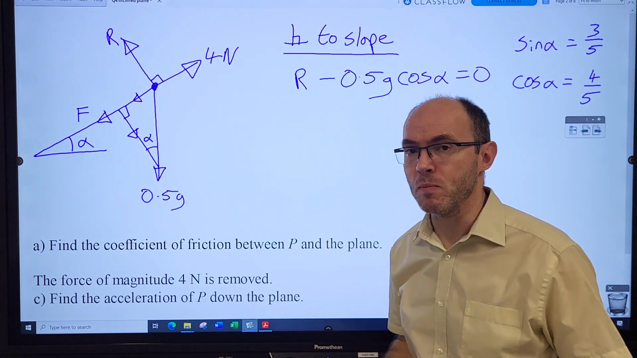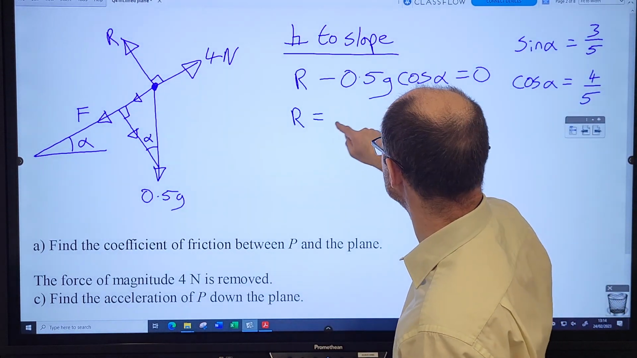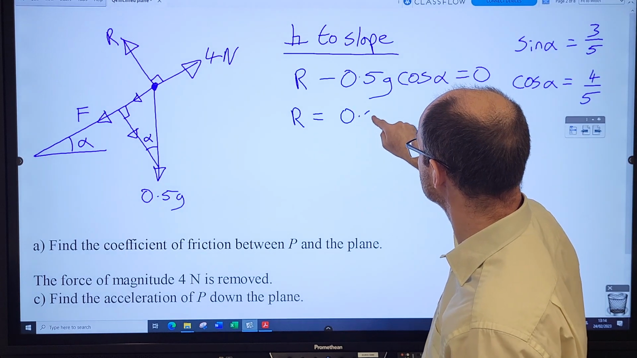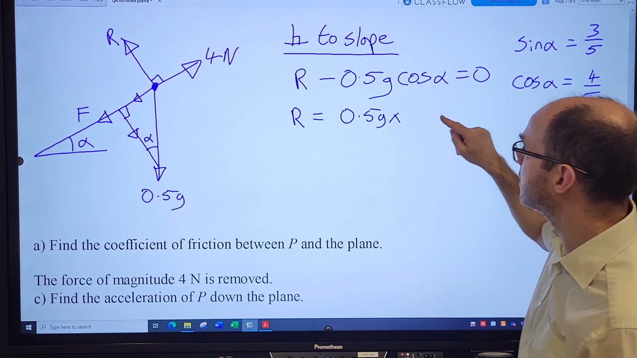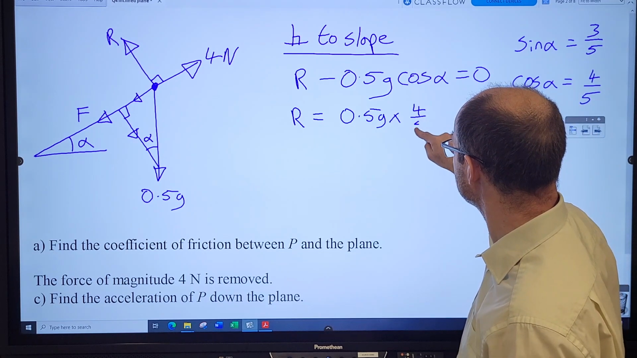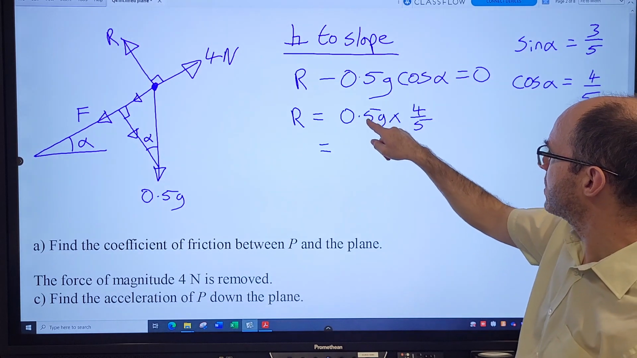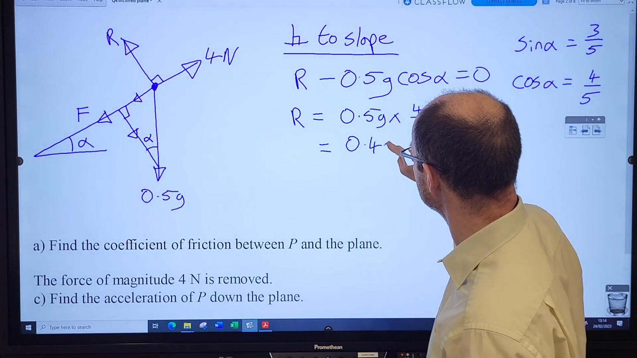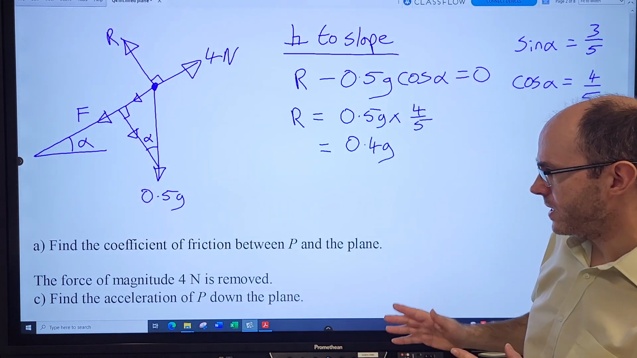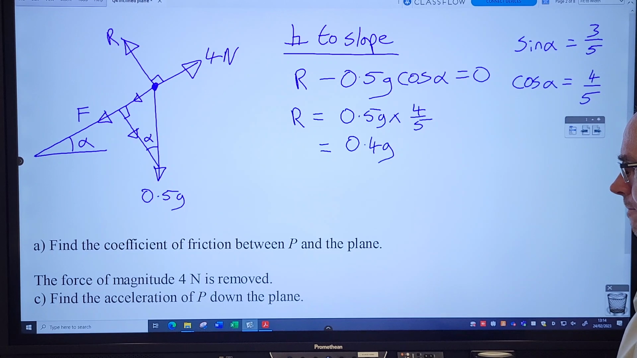Forces are balanced because it's not moving in a perpendicular direction. So what that means is that R is just equal to 0.5 g multiplied by cos alpha, which is 4/5. Like I said, that comes in handy, doesn't it? That's a nice easy one. So a fifth of 0.5 is 0.1, times by 4, so that's 0.4 g. Now, because I don't need to work out what g is, I'm just going to leave it like that for the moment.